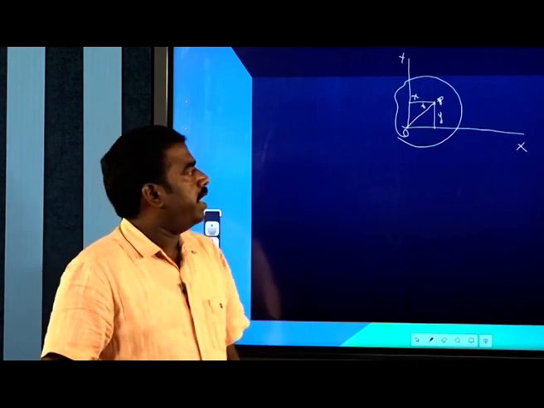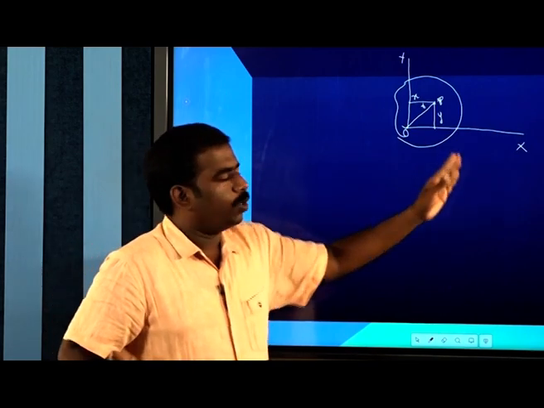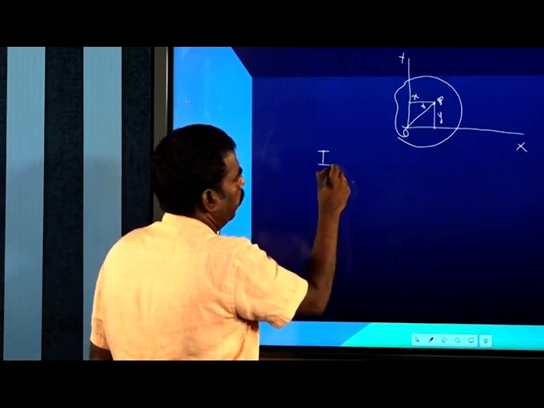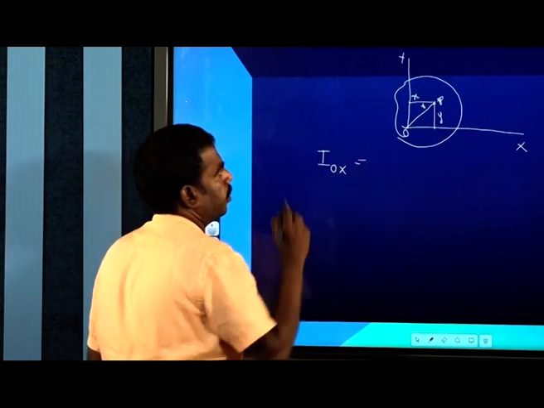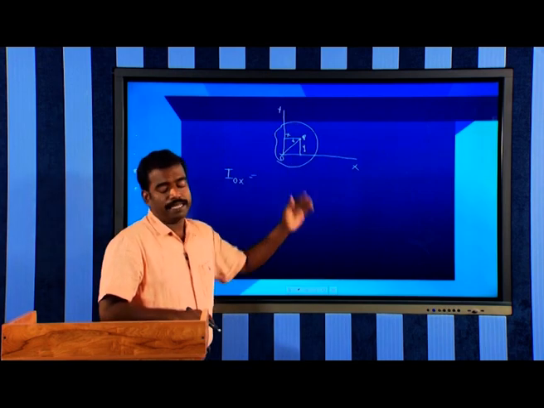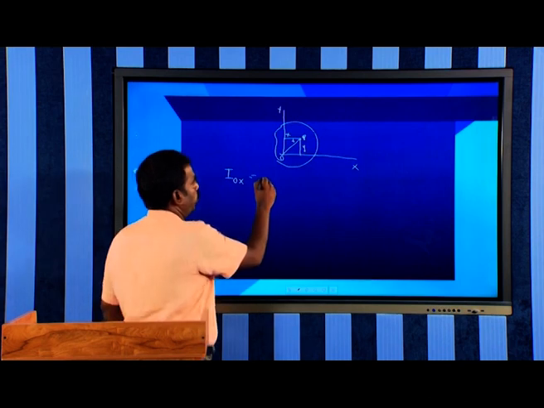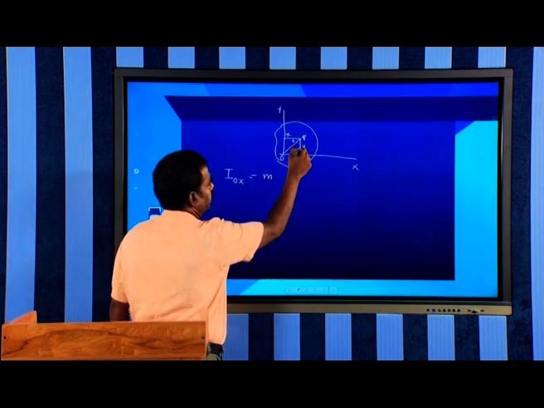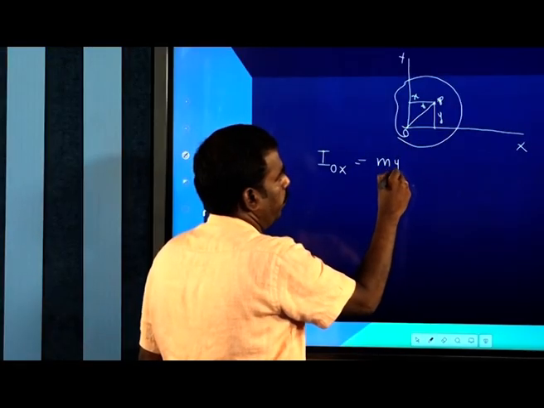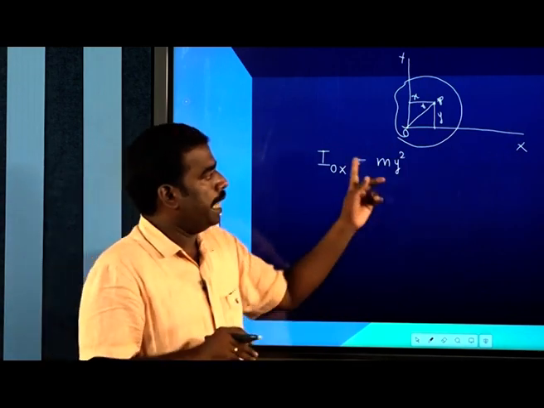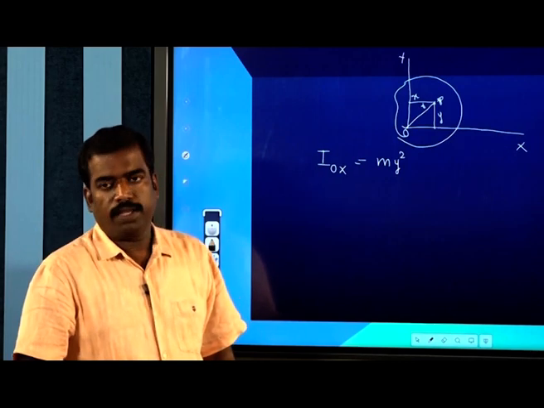So, the moment of inertia of the particle about Ox. The particle is having a small mass m. What is the answer? It is m into the square of the distance. What is the distance? It is y. So, m y square. This is the moment of inertia of the particle about Ox.